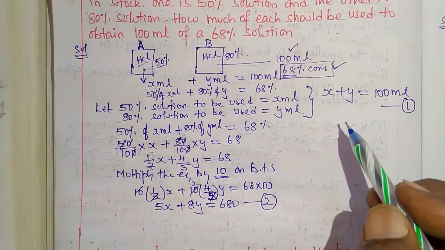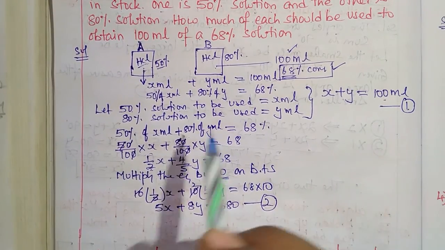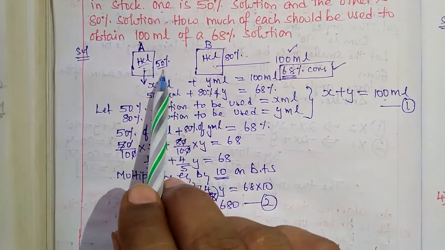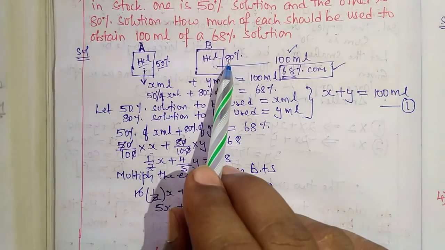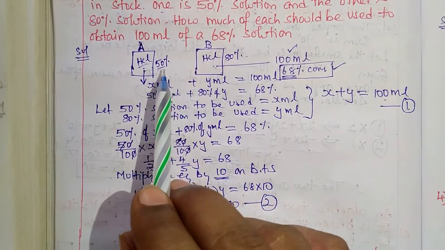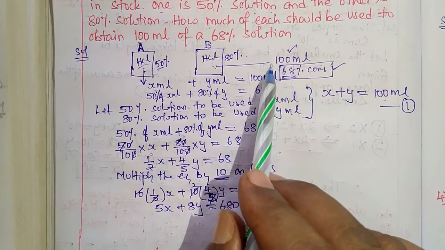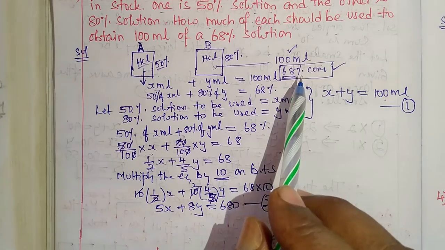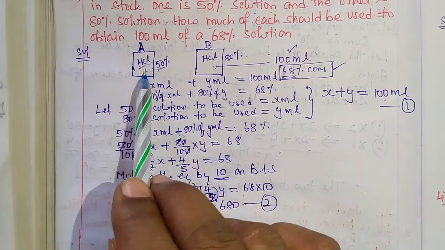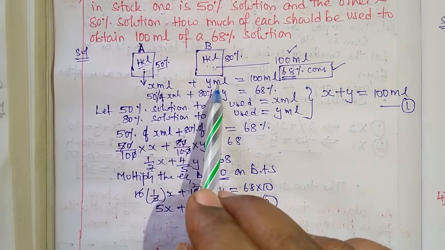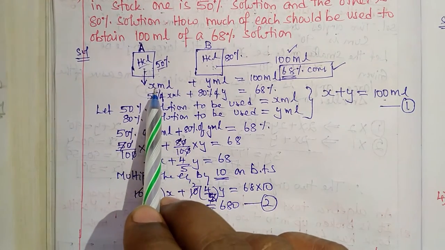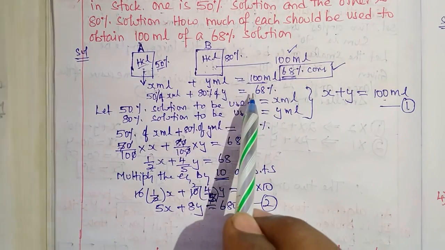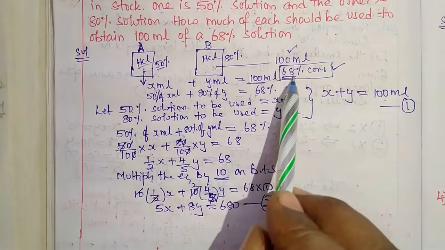First, if you understand the question, you can solve it. What is the question? A chemist is having two solutions of hydrochloric acid of different concentrations. One is 50% and another is 80%. He has to prepare a solution of 100 ml from these two, with 68% concentration. How many ml he has to take from A and how many from B, we don't know. So we have assumed it as X, and this as Y. In total we have to prepare 100 ml.